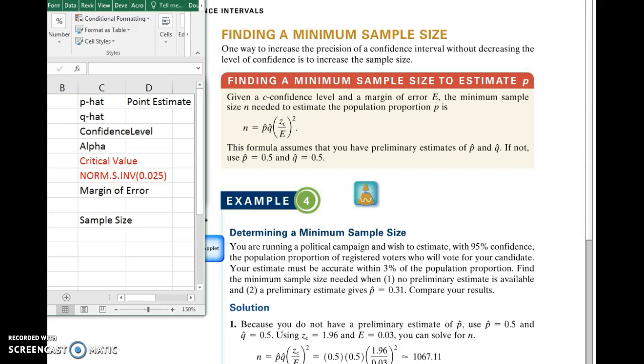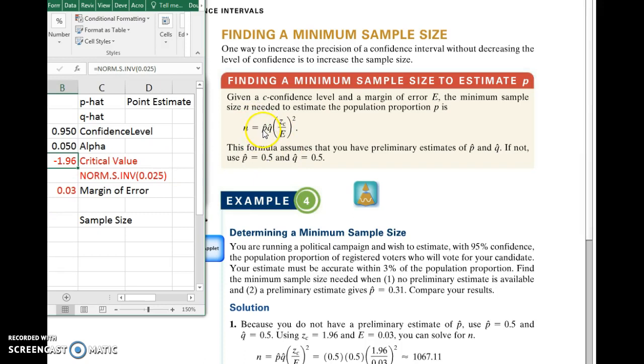Alright, so we've chosen to have a margin of error of 3%, 0.03, and we've chosen a confidence level of 95%, which means our alpha is 5%, which means there is 2.5% in each tail. So to find the critical z-value associated with 5% total, you want just 2.5% in each tail. So that's going to be our formula, and if I put an equal sign in front of it, Excel will tell me the critical value associated with 2.5% in each tail.